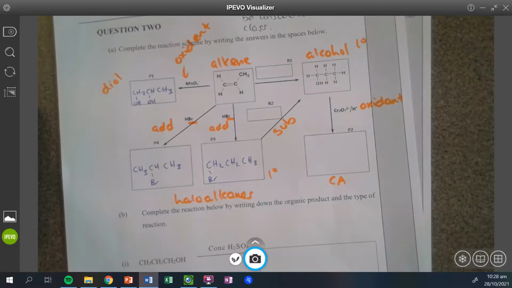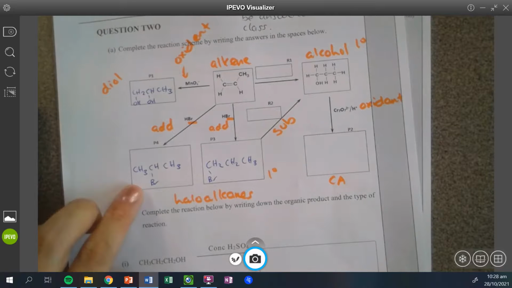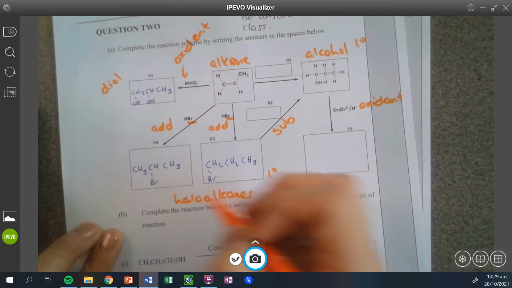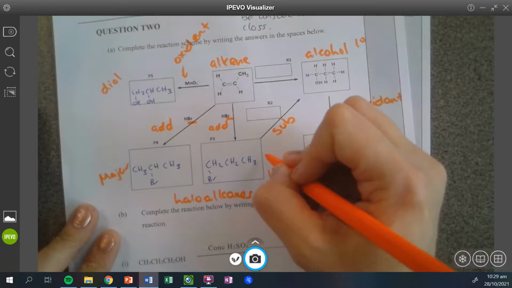In case this is a major minor question. Do you guys know which one's which? By looking at it? Ooh, caught you off guard. Remember, in this case, the rich get richer. So this one's more likely to gain the hydrogen because it has 2. This one only has the 1. So this one is going to be major. This one will be minor.